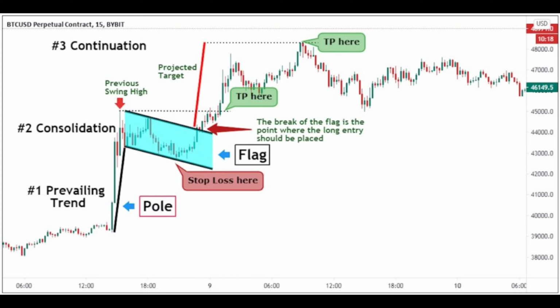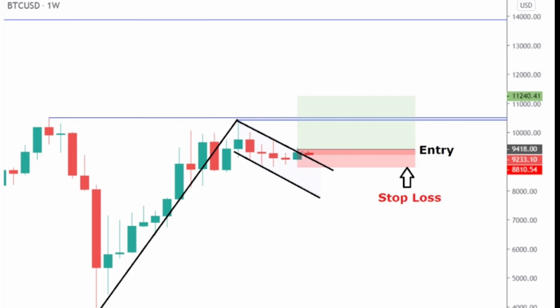Determining a suitable stop-loss level for a bullish flag pattern involves considering factors such as risk tolerance, market conditions, and the specific characteristics of the pattern. While there is no definitive stop-loss level, here are a few common approaches that traders may use. Support level below the flag. Identify a support level below the flag pattern where the price has previously shown a significant level of buying interest.